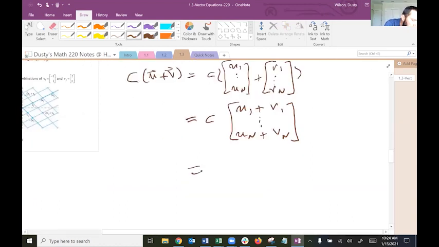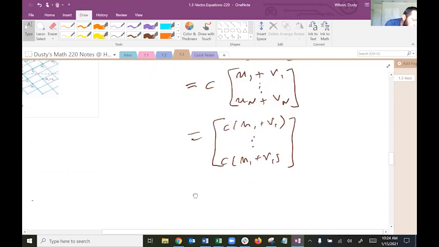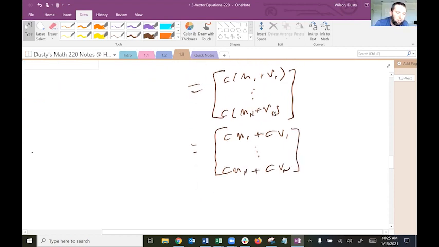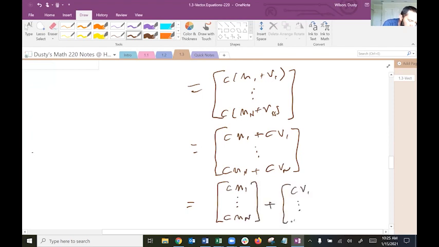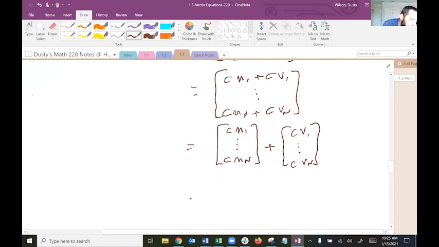Just using your old vector rules, this would be like multiply the constant by each component, distribute it out. So now we're using the properties of arithmetic to do the distribution. We're not using vector quantities or properties. Now we have two vectors being added together, so we have a sum inside, so we can split it up. Now we can take our c's out.